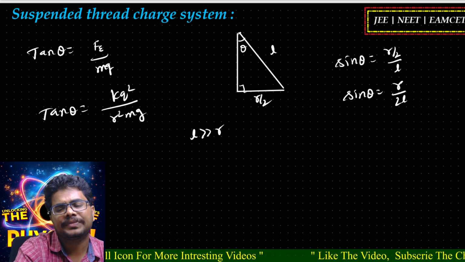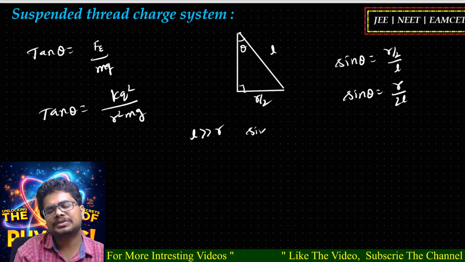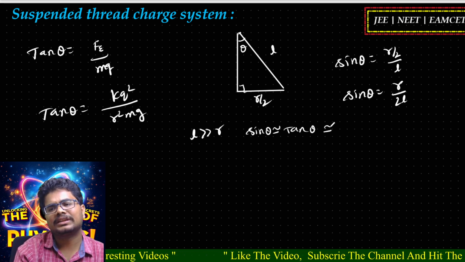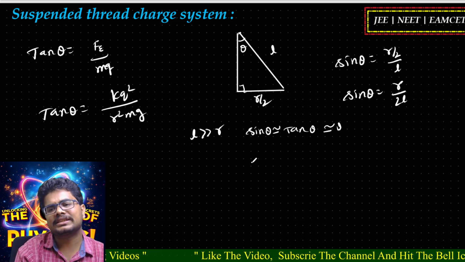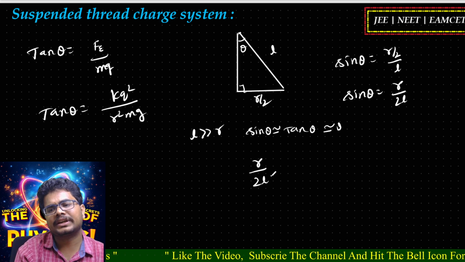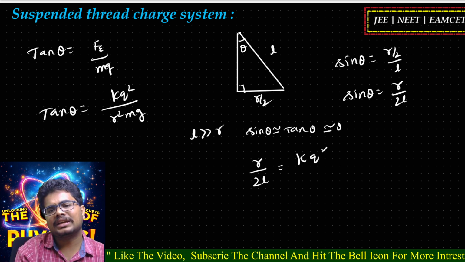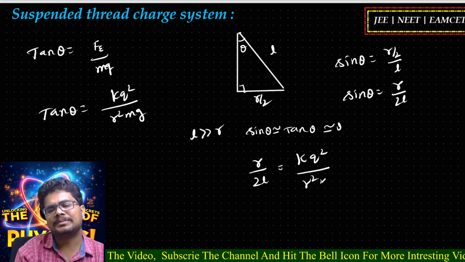Both are the same only. Sin theta should be almost equal to tan theta. That should be almost equal to theta. What is sin theta? We got it in this case: sir, R by 2L. What is tan theta? Sir, tan theta, I got it as k q square by r square mg.